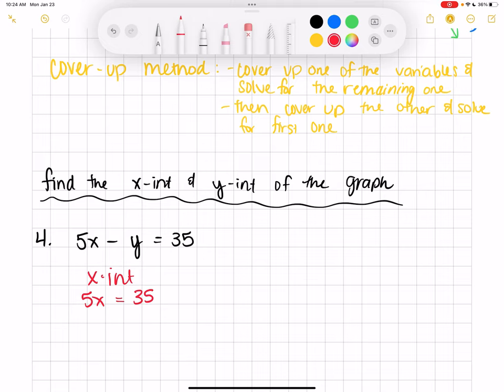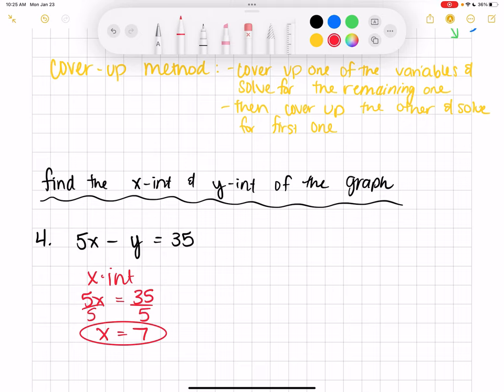So how would I go about solving 5x is equal to 35? Divide. Yep, divide by 5 on both sides. So x is equal to 35 divided by 5 is 7. So my x-intercept is 7. If we were graphing it, we would set up our graph, go to 7 on the x-axis and put a point. Then I need to find the other variable, so I'm going to cover up x.